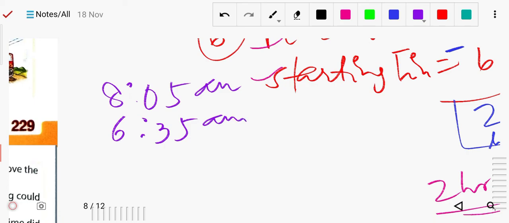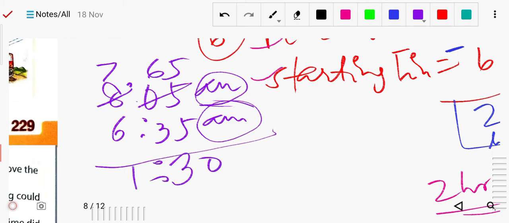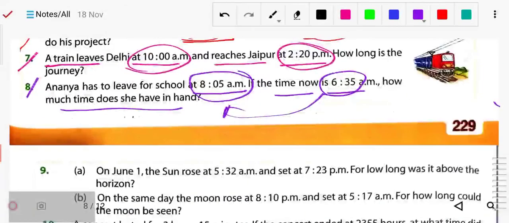This is also in AM, no need to make any changes because both are in the AM. Okay, so now subtract. Here you will take the borrow, so 60 will come, so it will be 65. 65 minus 35 will be 30. And here will be the 1, so 1 hour 30 minutes is the answer. Okay, so this one is very easy.